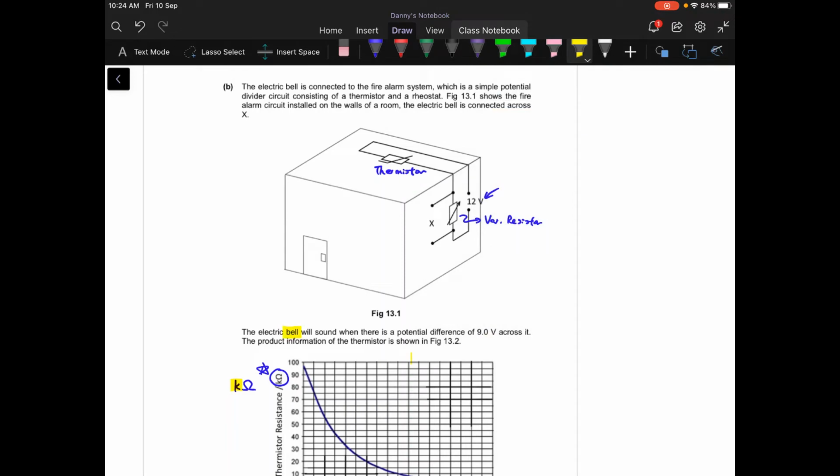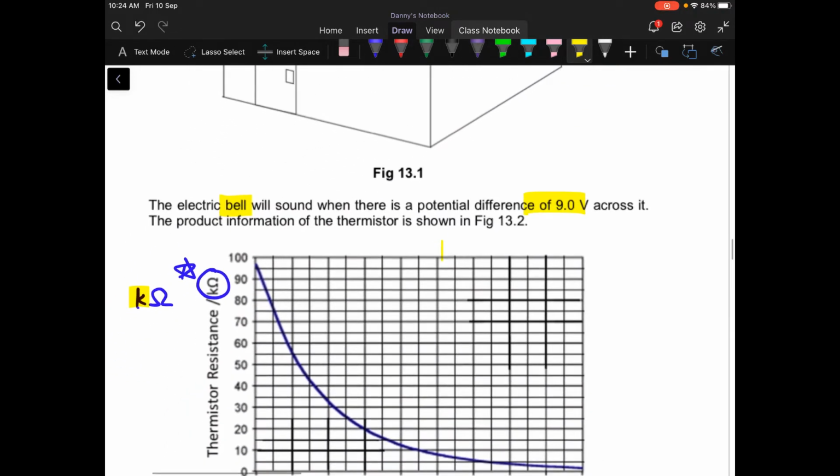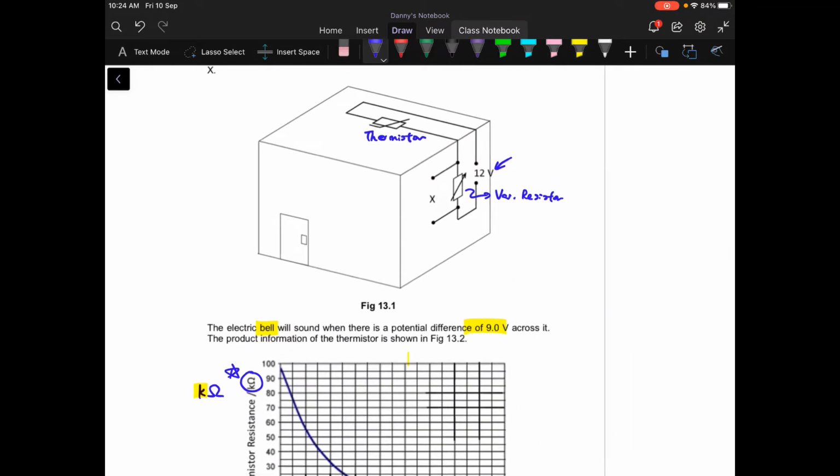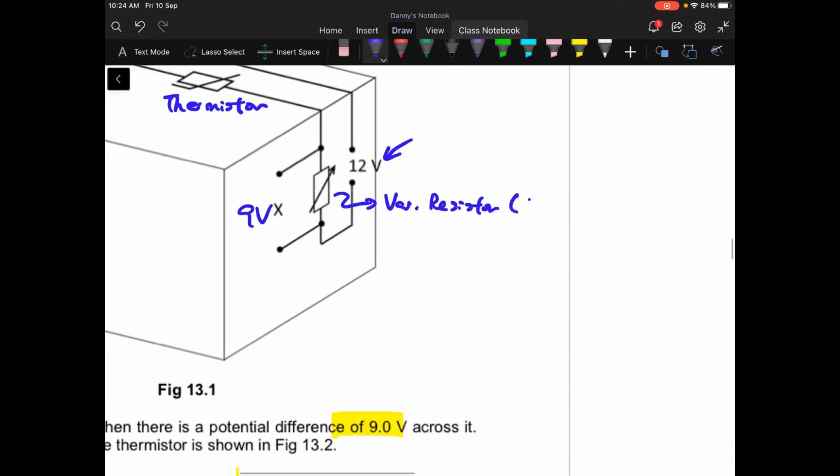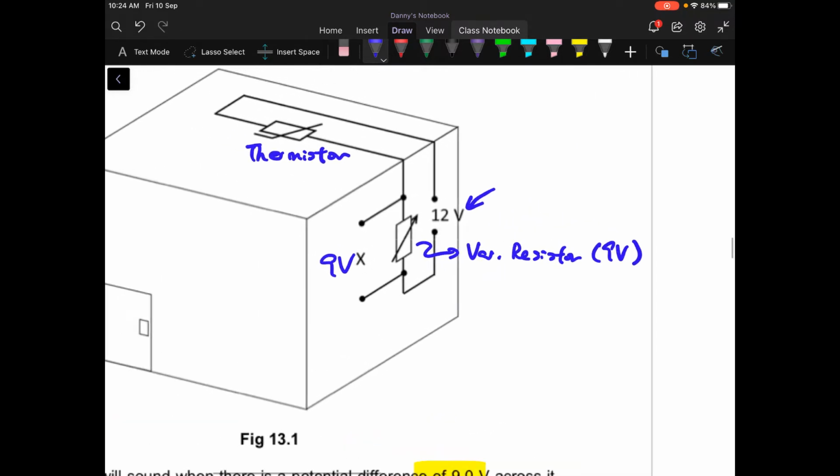Okay, so when you read the context, the other thing you need to pay attention to is this part over here, that the bell will only sound when there is a 9-volt supply. In other words, they are trying to tell you that the potential difference at the bell should be 9 volt. Because the bell is connected in parallel with the variable resistor, the PD over here is 9.